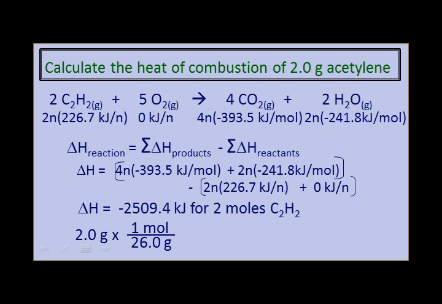So I take my 2 grams, and when I add up the weights, I know that it's 1 mole per 26 grams, times, I know that 2,509.4 kilojoules of heat is evolved for 2 moles of acetylene. Let's see what cancels. Grams cancel, moles cancel, and I'm going to be left with minus 96.5 kilojoules. And that is the heat of combustion of 2 grams of acetylene. I hope you can look at this and see a lot of potential for solving certain kinds of problems.